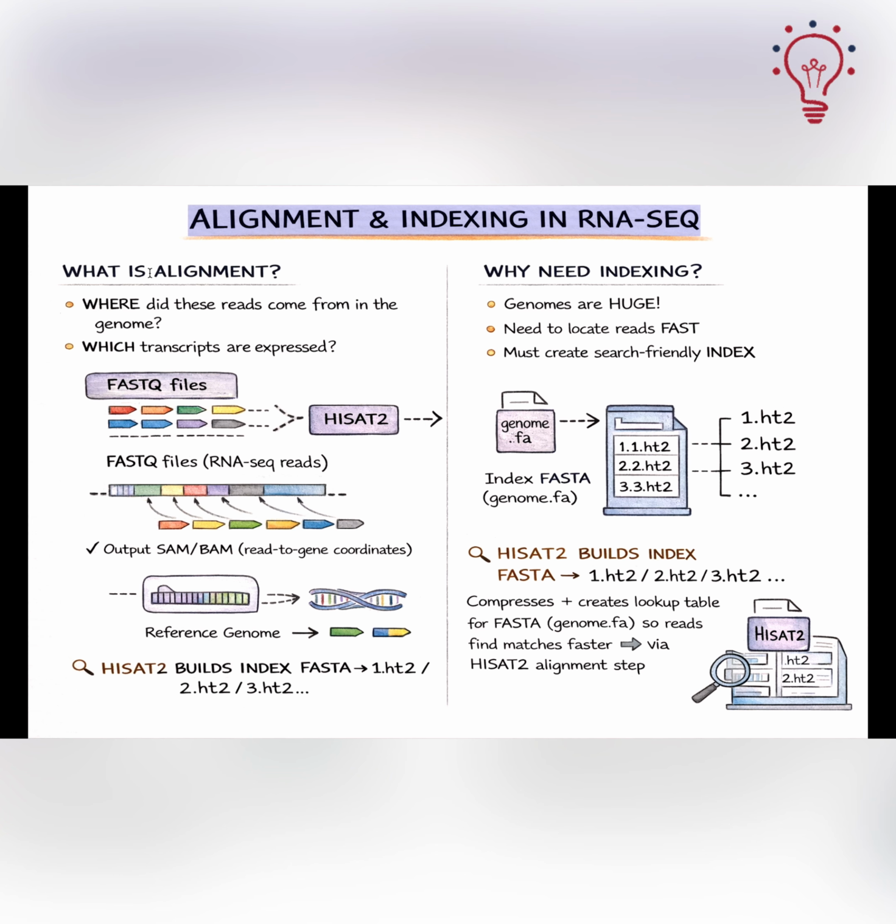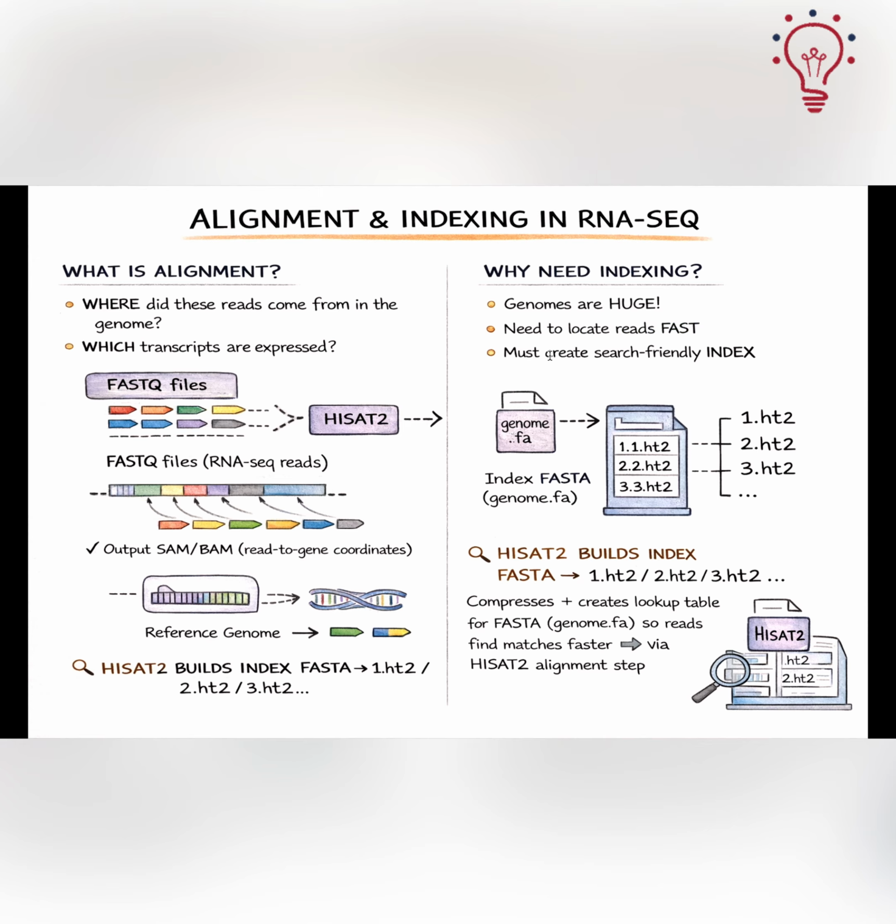Alignment and indexing. In RNA sequence analysis, two important steps are alignment and indexing. Alignment means mapping sequencing reads from FASTQ files back to a reference genome. We use tools like HISAT2 to find where each read belongs in the genome. The output of alignment is usually a SAM or BAM file, which tells us the exact genomic coordinates of each read. But before alignment, we must build an index.